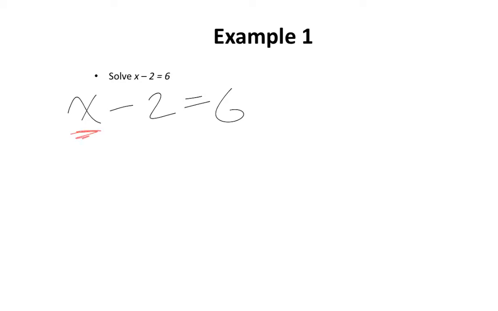We want to isolate x, however, x is not isolated right now. It is stuck with subtract 2. To get rid of the subtract 2, we need to add 2 to both sides of the equation.